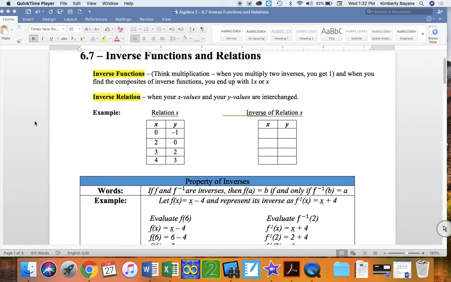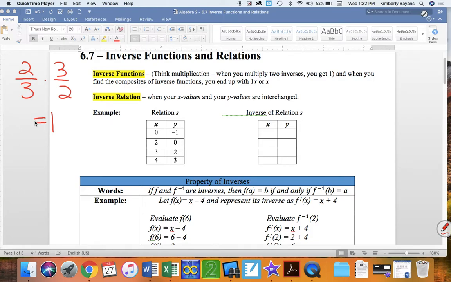Beginning 6-7, inverse functions and relations, I first want to talk about what an inverse function is. Think multiplication. Just a refresher: when we talked about an inverse in multiplication, we would have something like 2/3, and then the inverse of that would be 3/2. And when we multiply those together, we get something that equals 1.